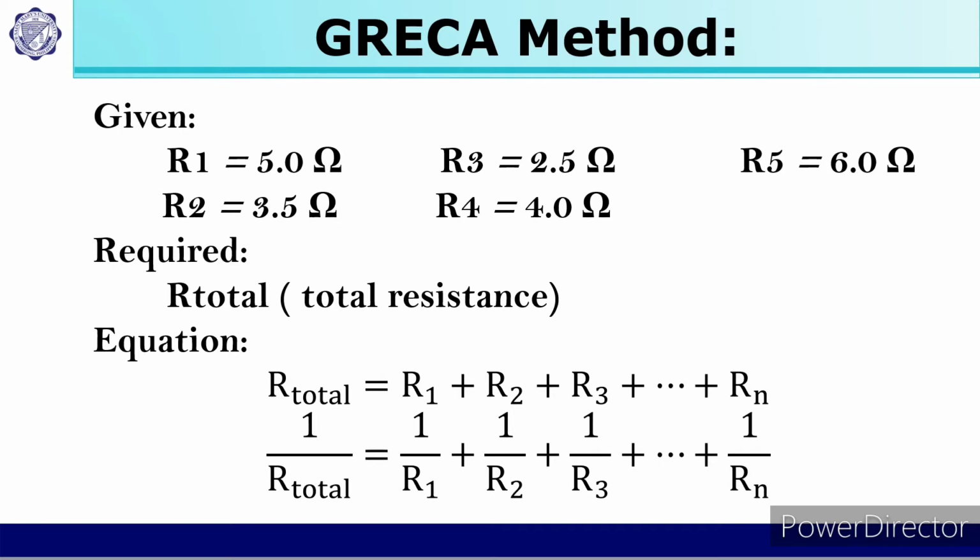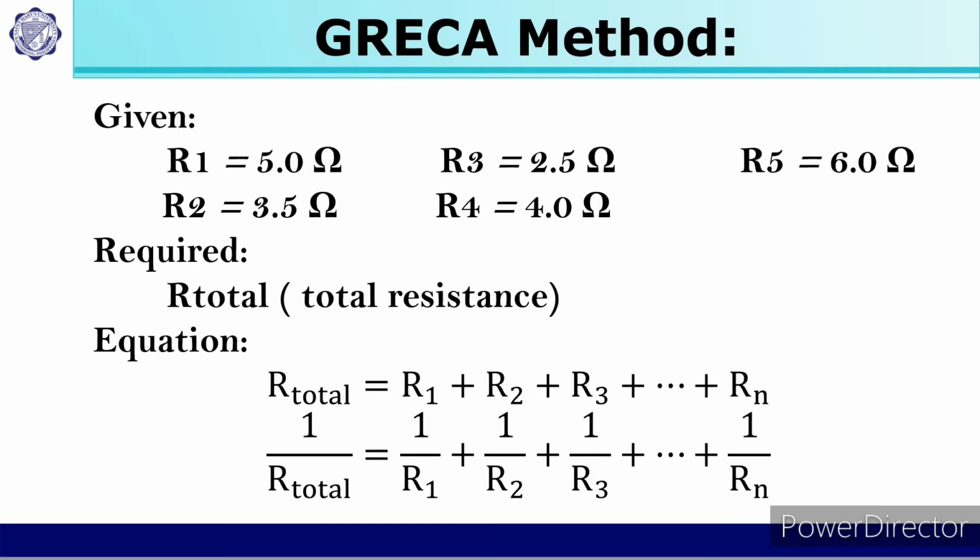So we have different resistors, 5 resistors, and each has a resistance value. For resistance 1, 5 ohms; resistance 2, 3.5 ohms; resistance 3, 2.5 ohms; resistance 4, 4 ohms; and resistance 5 is 6 ohms. So we are looking for the total resistance.